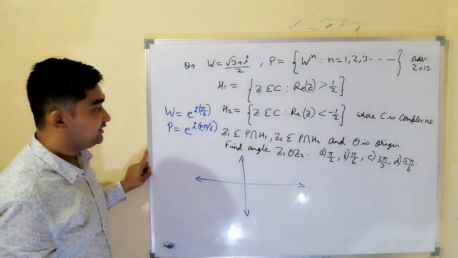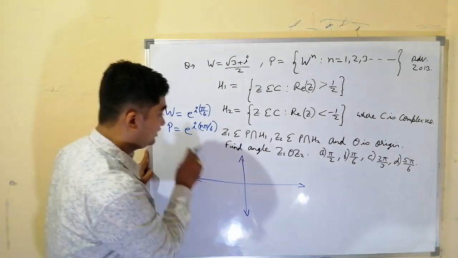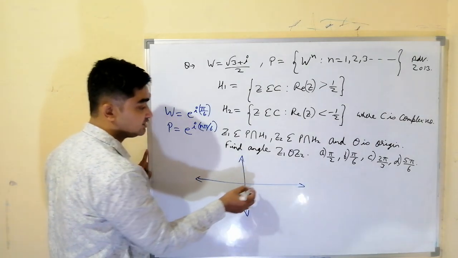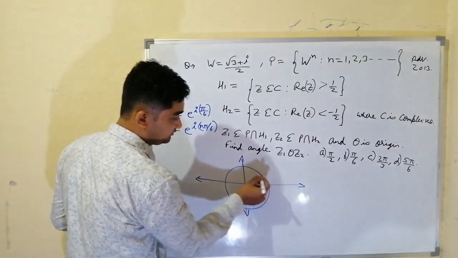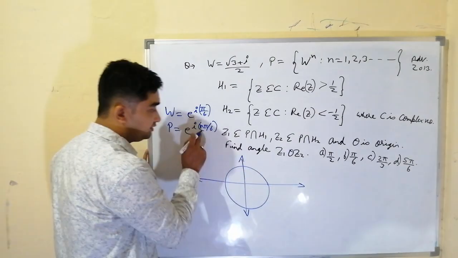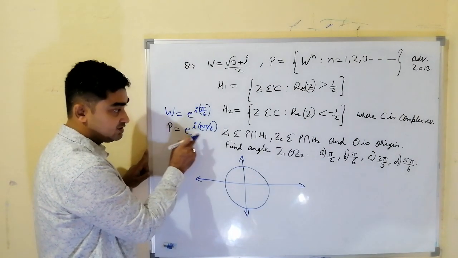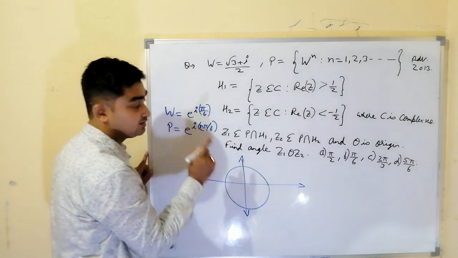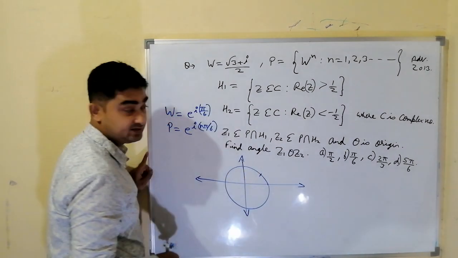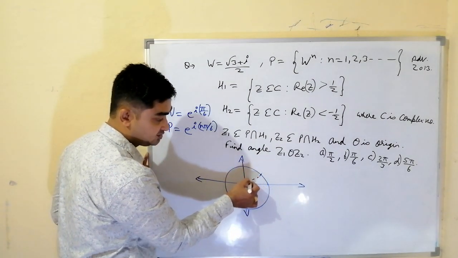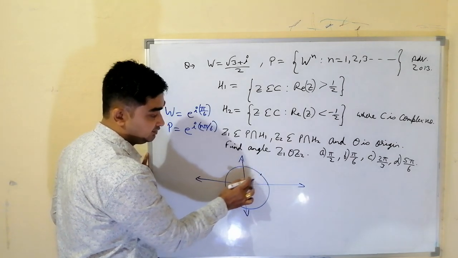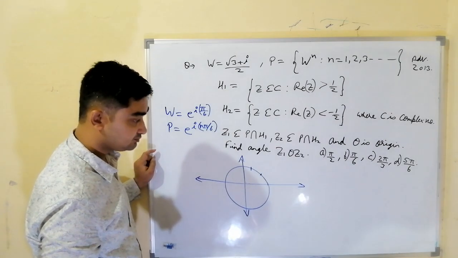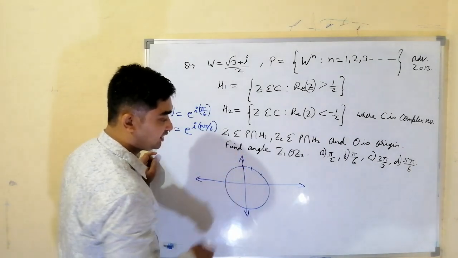For all these points, they lie on a unit circle whose center is at the origin. Let us draw that circle. In this circle, we have to plot points P whose arguments are n pi by 6. When n is 1, we'll get pi by 6 as argument. Somewhere here, this angle is pi by 6. Then when n is 2, we'll get 2 pi by 6, which is pi by 3. When n is 3, we'll get pi by 2.